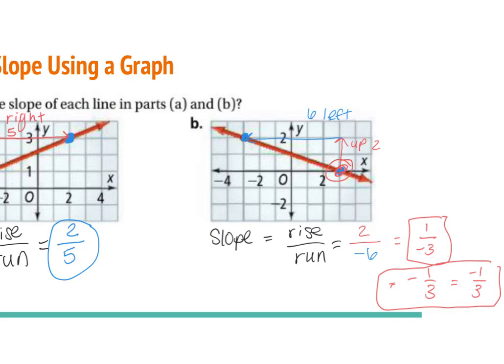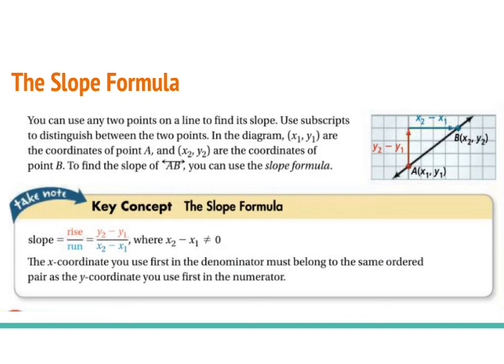Did anyone get both of these right? Good. All right, moving on. That's how we find slope using a graph. You can use any 2 points on a line to find its slope. Use subscripts to distinguish between the 2 points in the graph. In the diagram, x1, y1 are the coordinates of point A, and x2, y2 are the coordinates of point B. To find the slope AB, you can use the slope formula: rise over run, or y2 minus y1 divided by x2 minus x1.